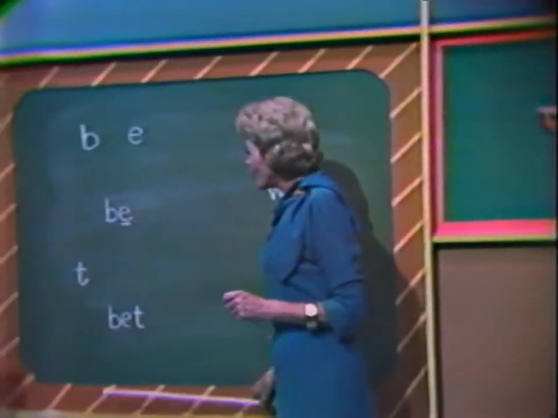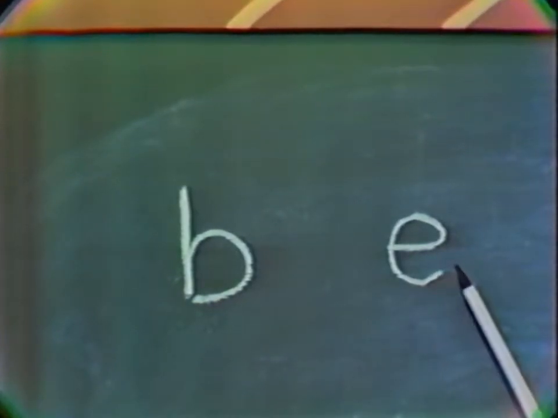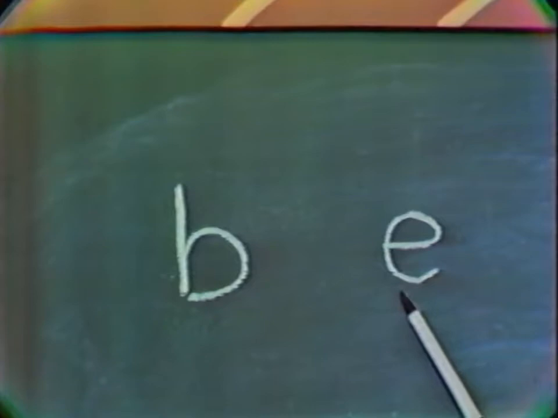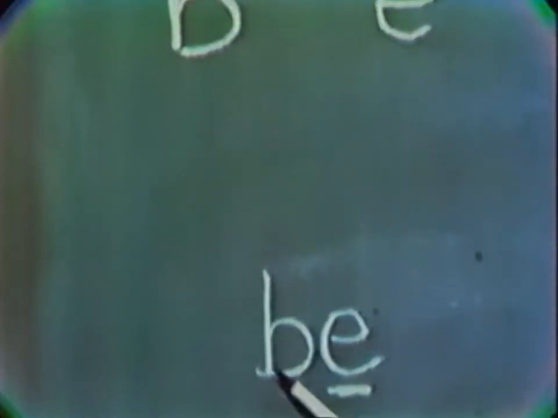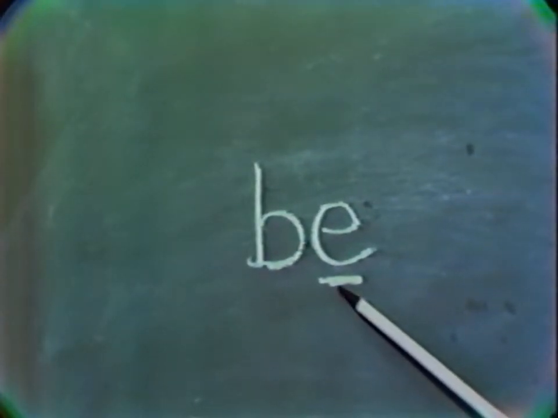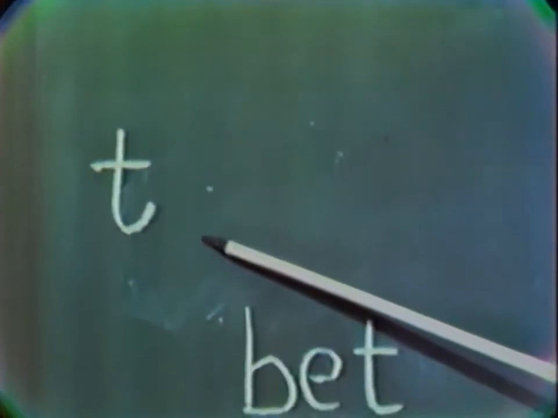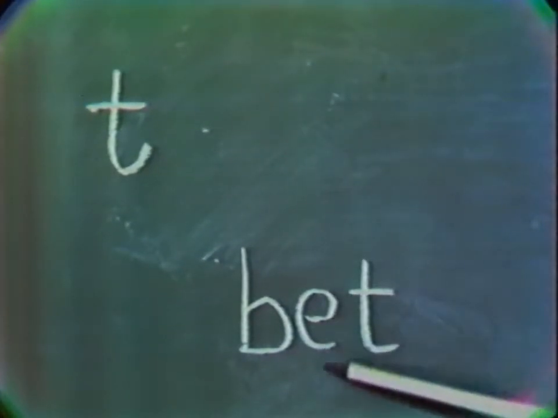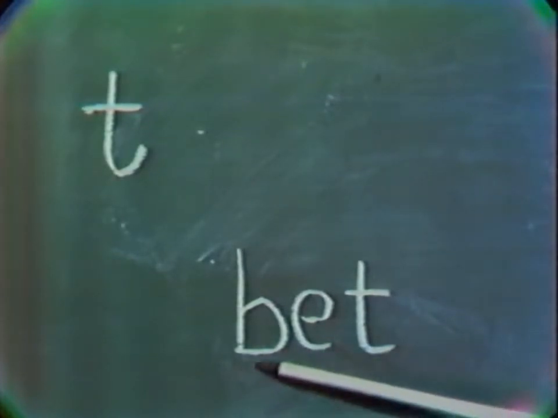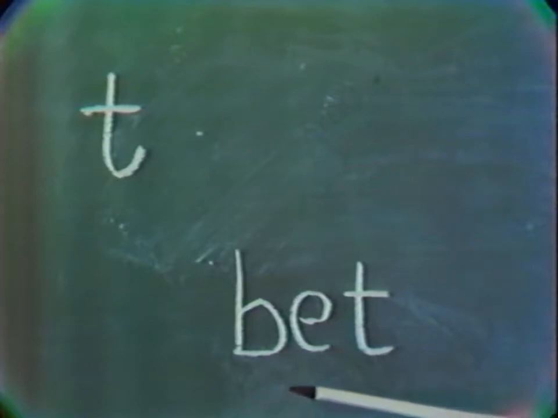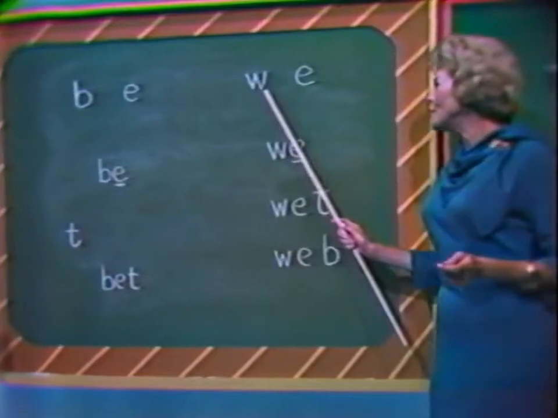Now, here is a word, B-E, and the vowel E is at the end of the word, so we know that it has the long sound, and our word is be. Be on time for our lesson. And then if we add a T, the vowel gets short because it's in the middle of the word. And so it says bet. I'll bet you can.